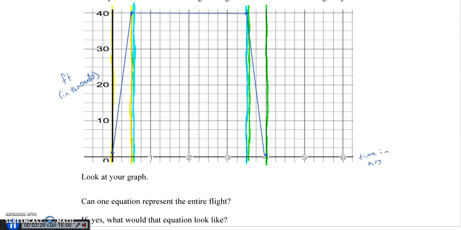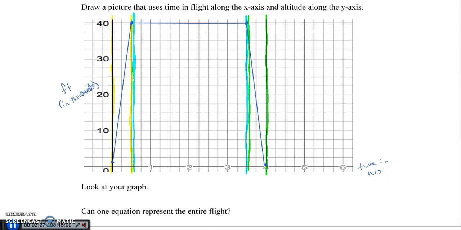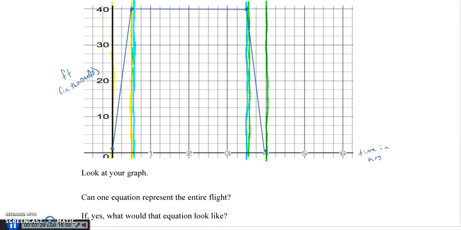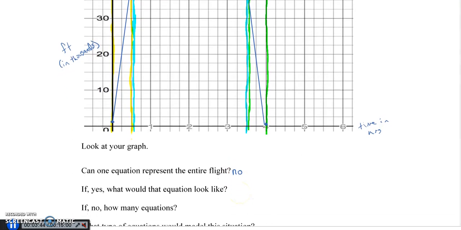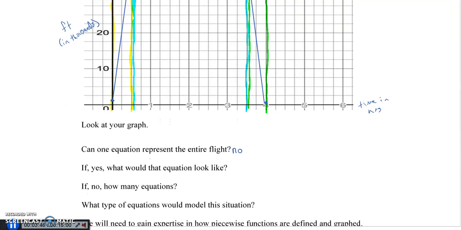It looks like we have some different parts. So if we look at the graph, can we come up with one equation that does that? Unfortunately, I don't think we can. There's no equation or function that we know about at this point. So the answer there would be no.